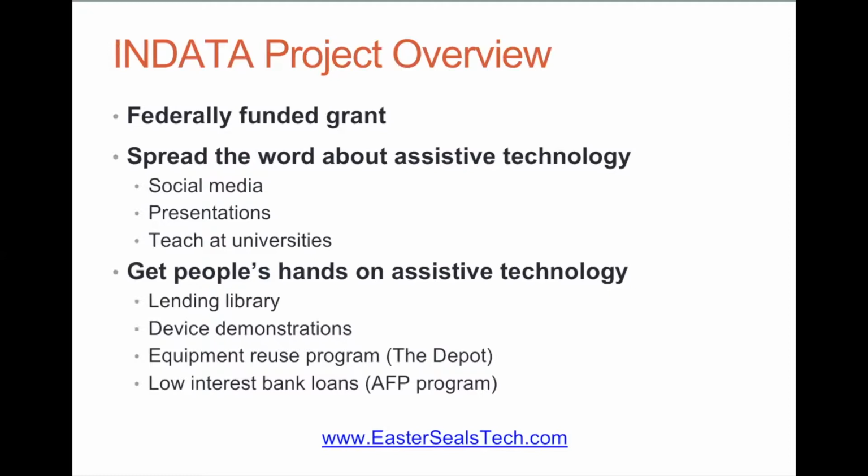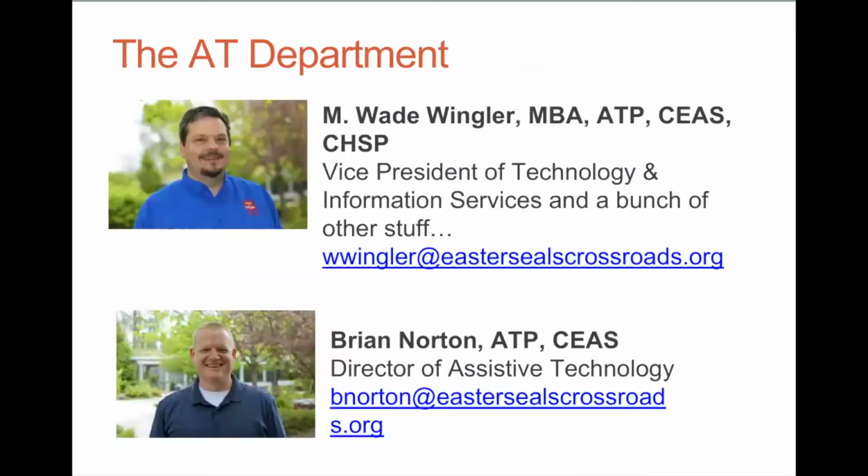One of them is a lending library, which also includes some device demonstrations. And all of these I'll go through a little more in depth as we move along. We have an equipment reuse program, which is the depot, and also low interest bank loans, which is our AFP program. More information on all of these is always available at eastersealstech.com. You should definitely go check that out to get more information on all these programs.